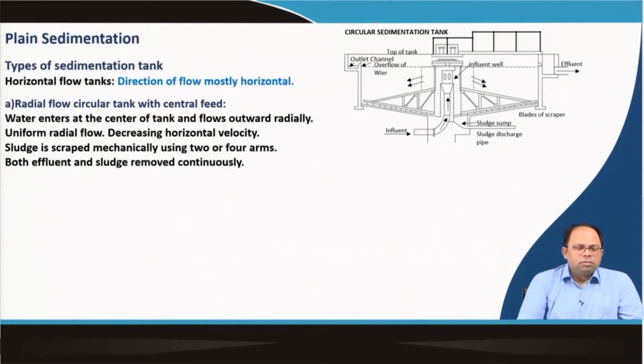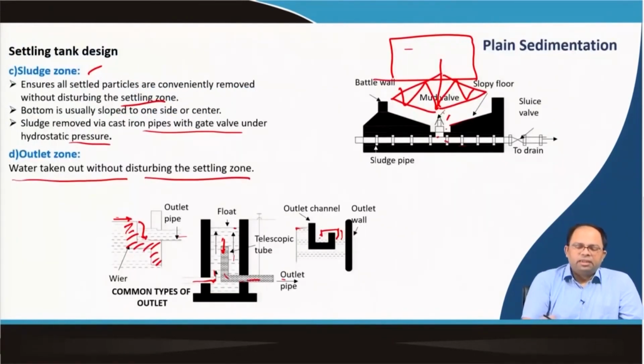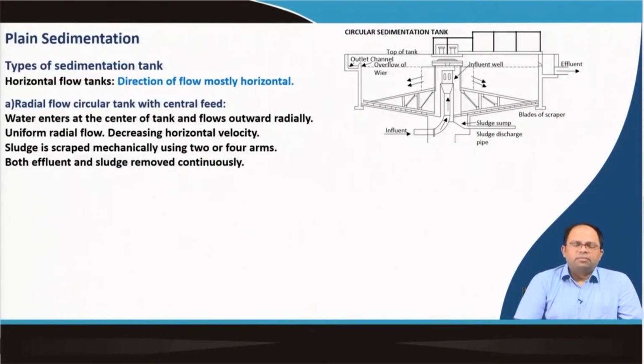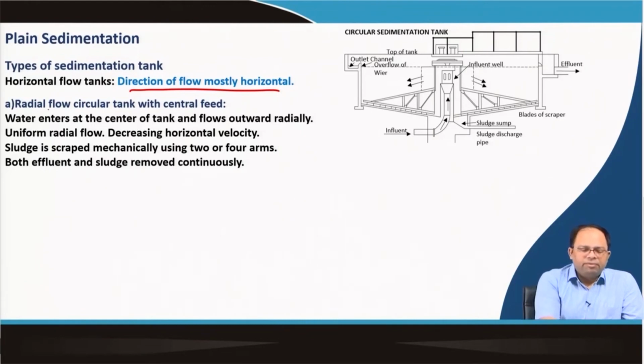So, then there are other kinds of tanks as well. These are the different zones in a tank, and then we have different designs of the tank. We have horizontal flow tanks where the direction of flow is mostly horizontal, and within horizontal flow tanks there are different types of tanks. One is the radial flow circular tank with central feed.